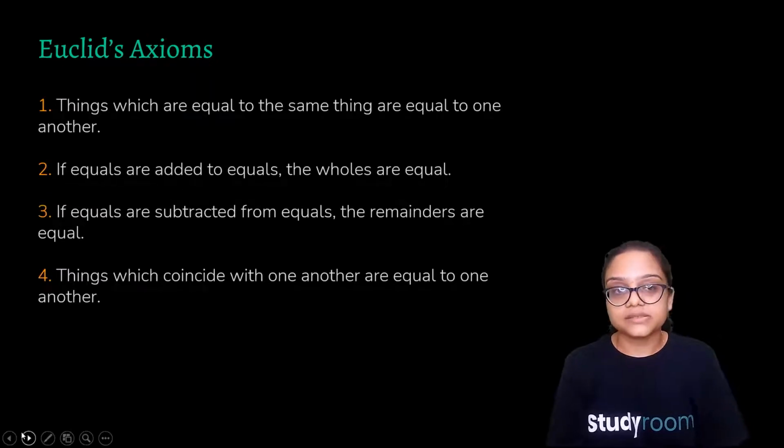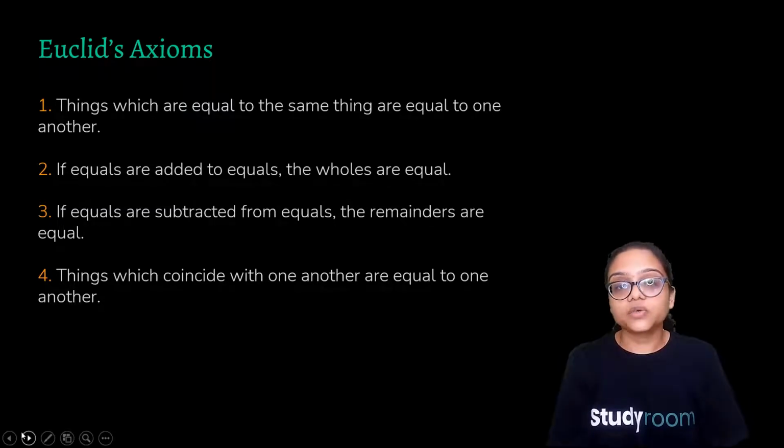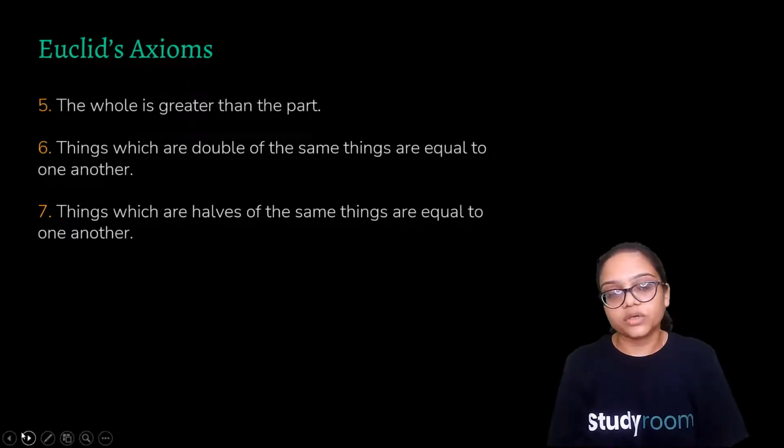What were his axioms? Things which are equal to the same thing are equal to one another. If equals are added to equals, the wholes are equal. If equals are subtracted from equals, the remainders are equal. Things which coincide with one another are equal to one another. So these are four axioms which depend on equal wholes. The whole is greater than a part, obviously.